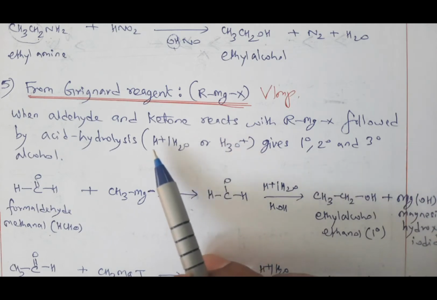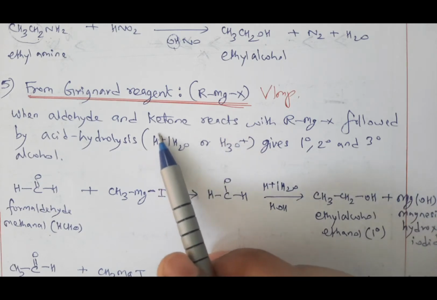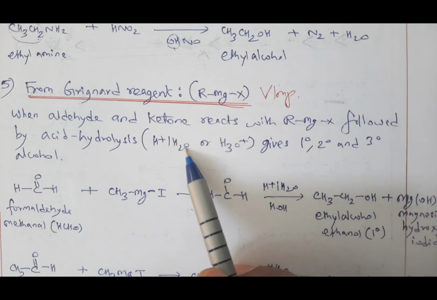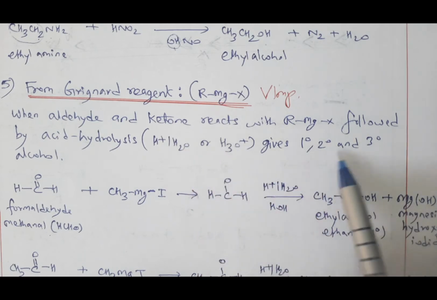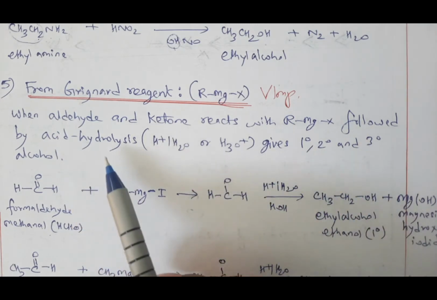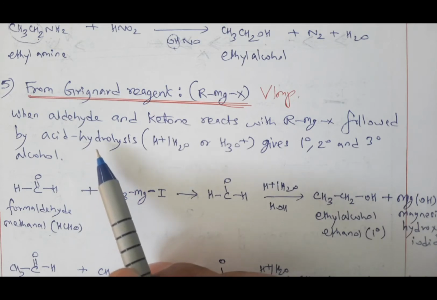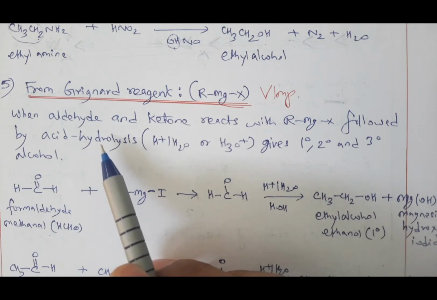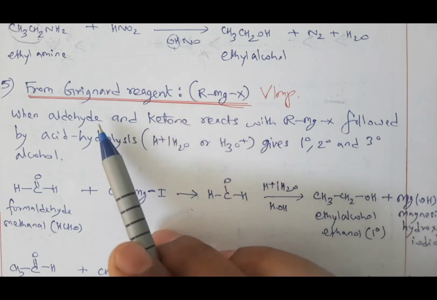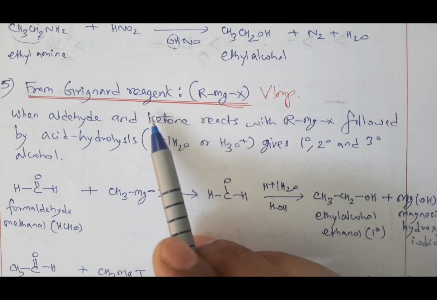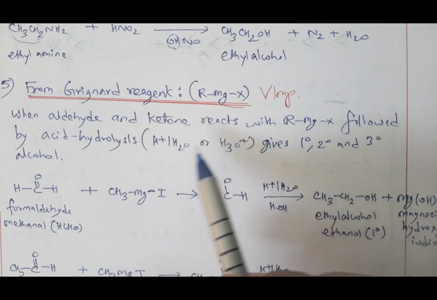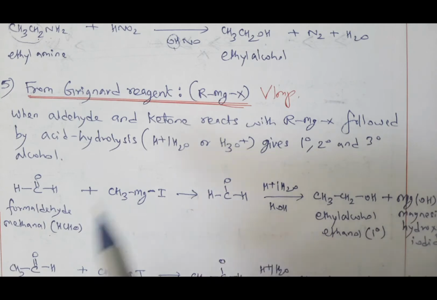But in acid hydrolysis, do remember H plus is a medium. It will not take part in the reaction. Only water will take part and gives primary, secondary and tertiary alcohol, that is 1 degree, 2 degree and 3 degree alcohol. So always remember, we can prepare primary, secondary, tertiary alcohol from Grignard reagent by reacting with aldehyde or ketone, followed by acid hydrolysis. These are the two notations for it, in which only water takes part in the reaction.